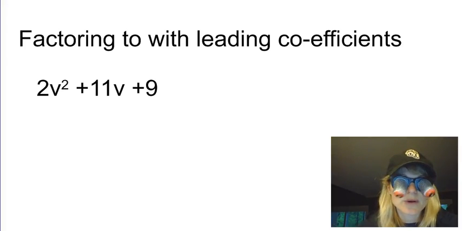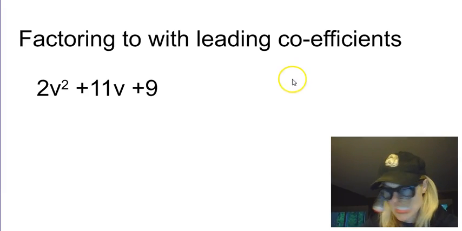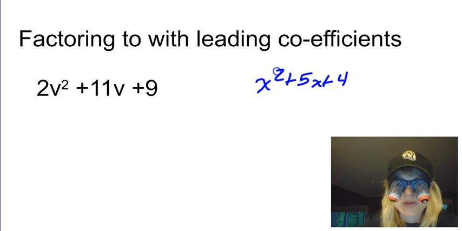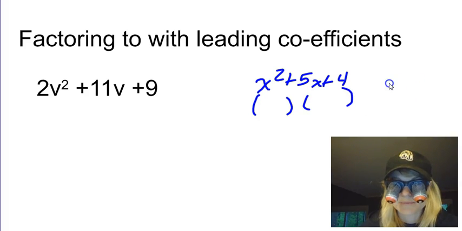All right, so tonight we're going to work on factoring with a leading coefficient, and make sure you put your data in your notes. Up till now, we've been working on equations that look like this, where we have a trinomial and we want to factor it into a binomial, okay?